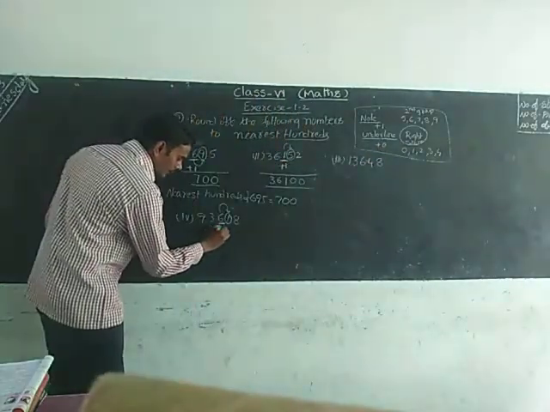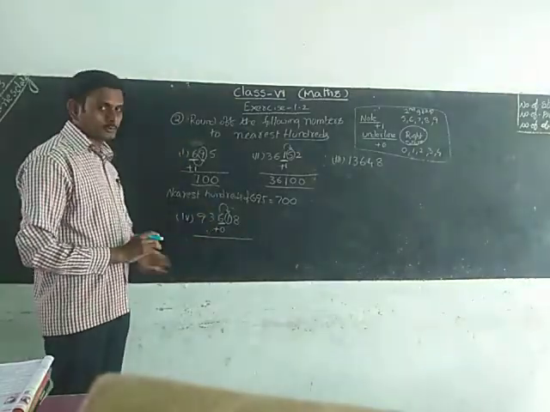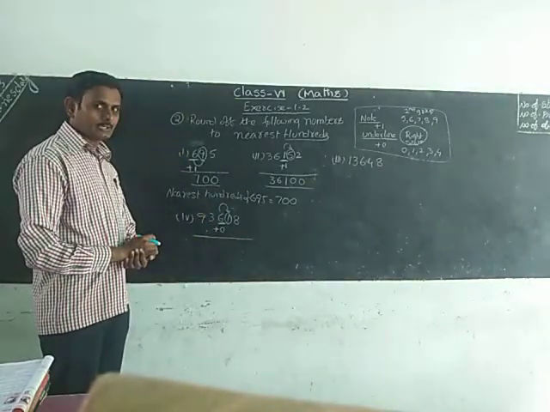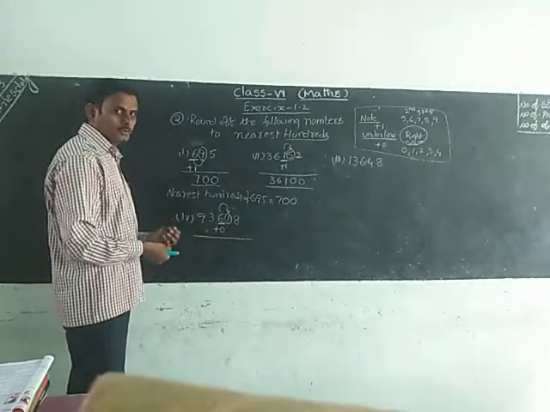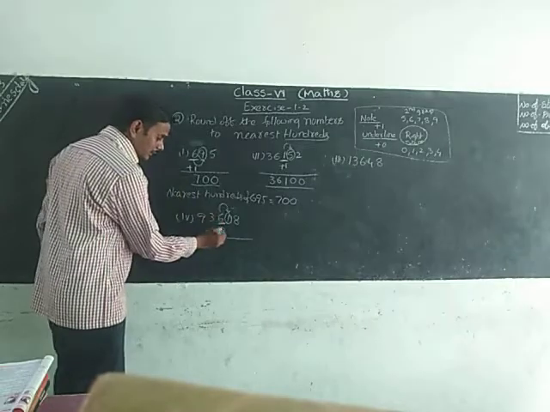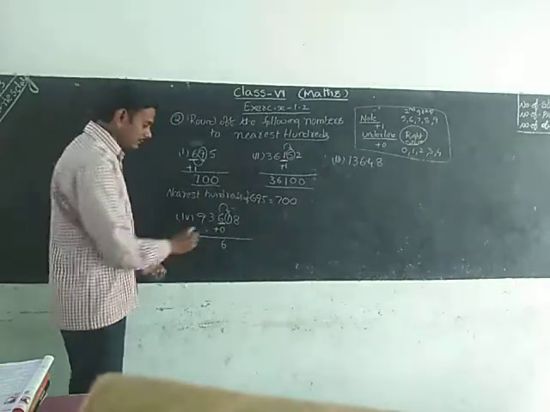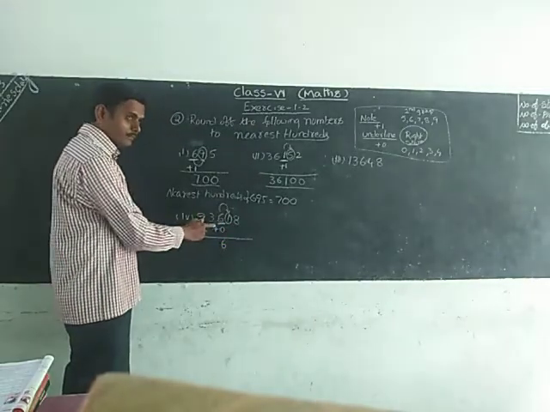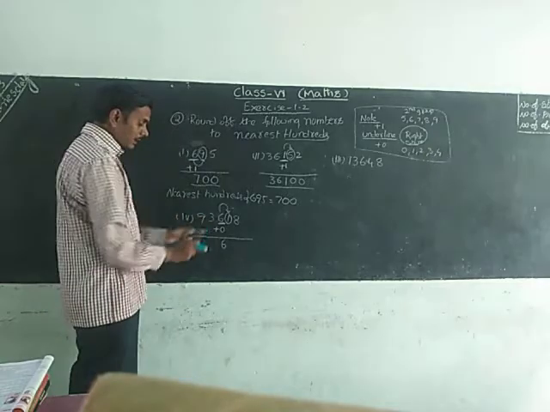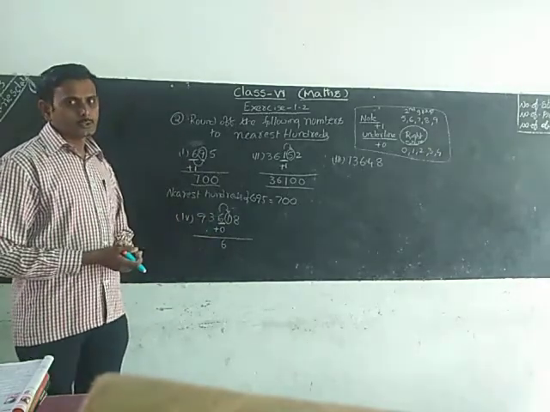Add 0 to the underlined number. Always add with the underlined number only. Now 6 plus 0. After adding the 0, first do the addition. 6 plus 0 is 6 only. Any number added with 0, that number only we will get. Some students make the mistake here only. When adding 0, any number, that number only we will get as the solution.